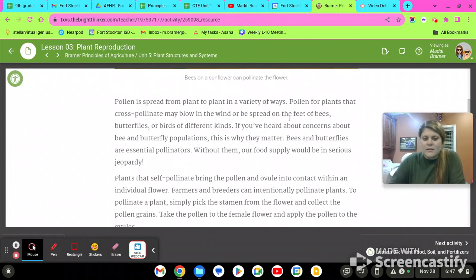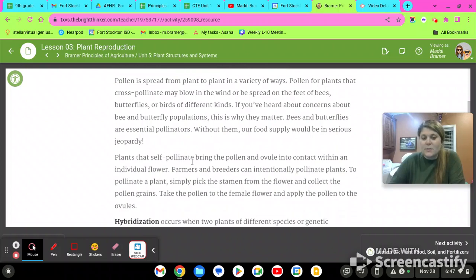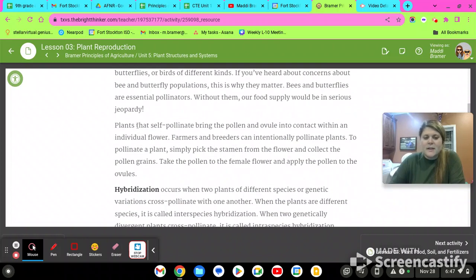So it's spread a lot of different ways. Bees and butterflies are really essential for them. Wind helps pollinate, animals help pollinate, you help pollinate. There's lots of ways. Plants can self-pollinate, so they bring the pollen and ovule into contact within an individual flower.